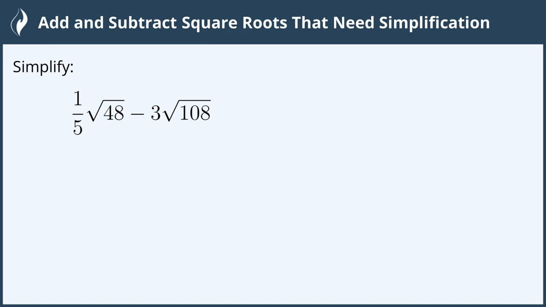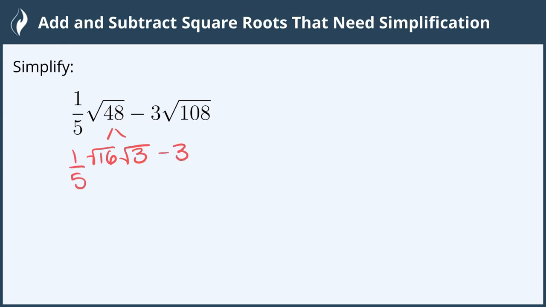The first thing we want to do is factor our numbers underneath the radical to see if there's a perfect square, and if there is, then we can simplify it. I know that 48 is 16 times 3, which means I can break the square root of 48 into the square root of 16 times the square root of 3, and I still have the 1/5 out front.